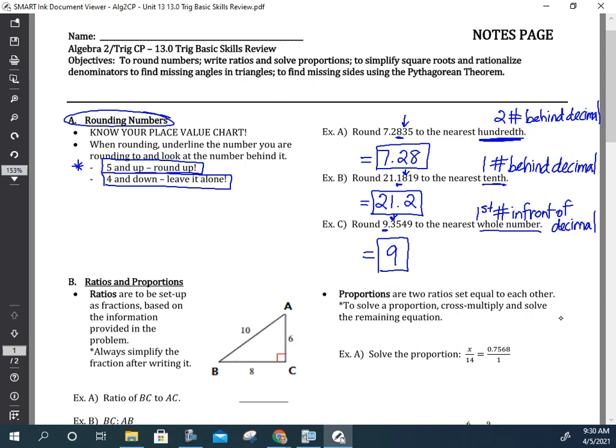So, questions on rounding? If you have questions, make sure you ask. If you're just laying in bed trying to sleep another 20 minutes, that's not a good look for you. Ultimately, you're responsible for the content.